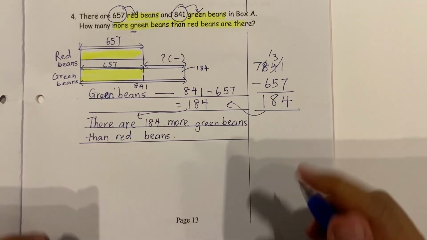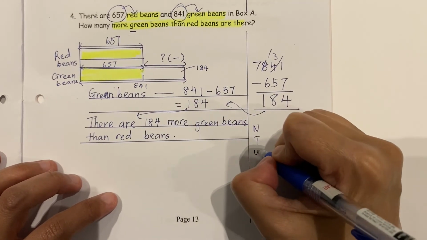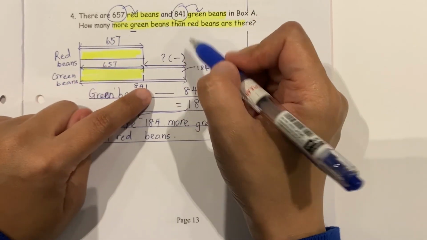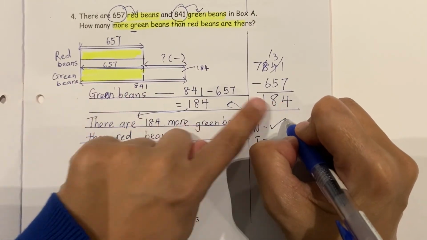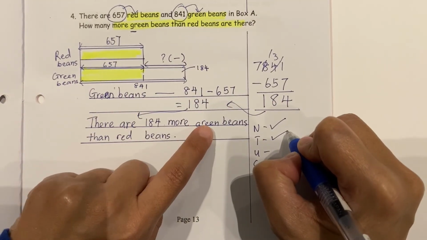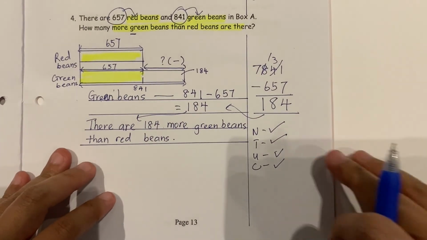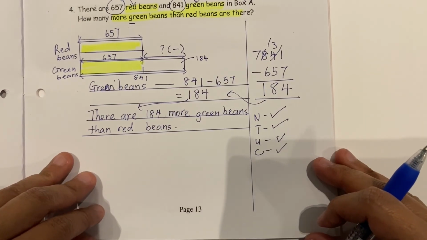Stop. Until you see. Alright, so we have our numbers. We check through. Okay, transfer. Unit is the beans, and I've checked my work. Alright, so that's for question 4.